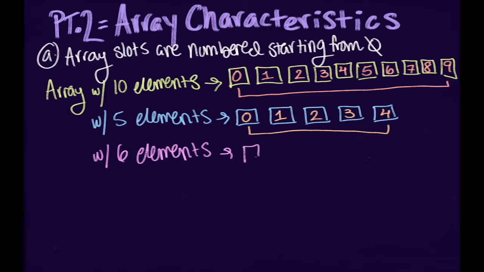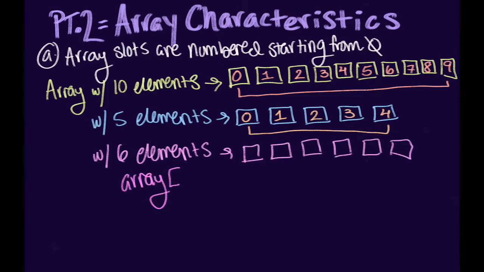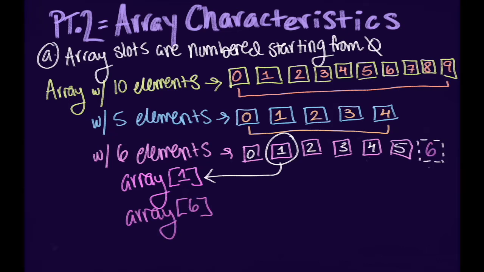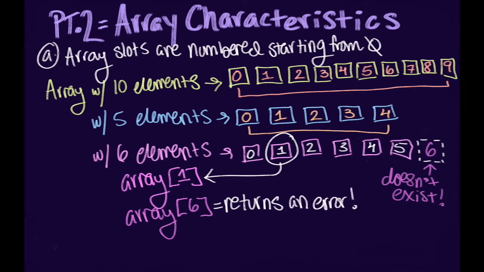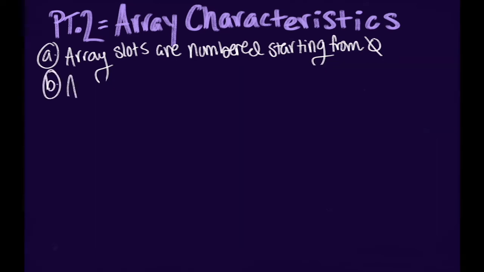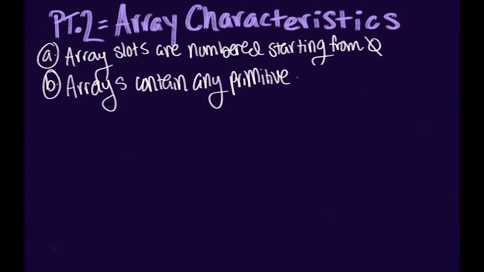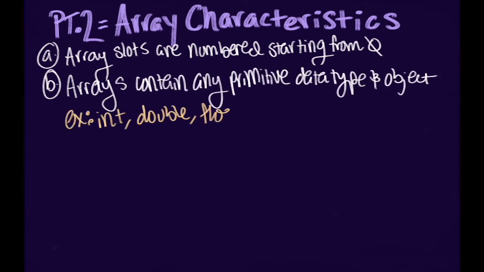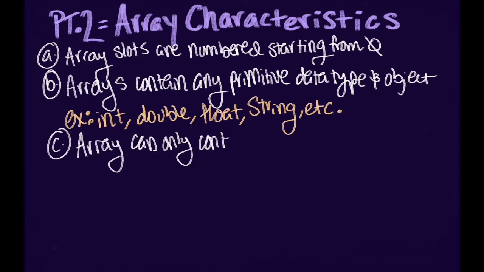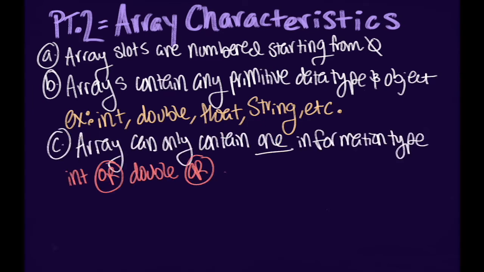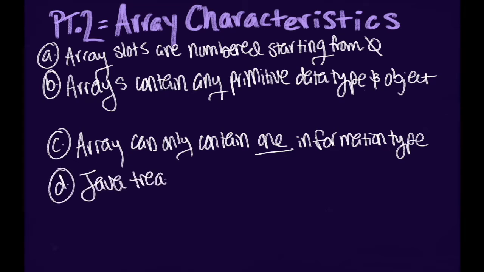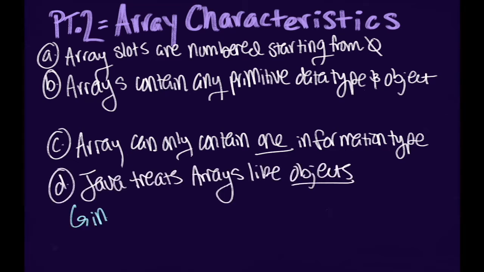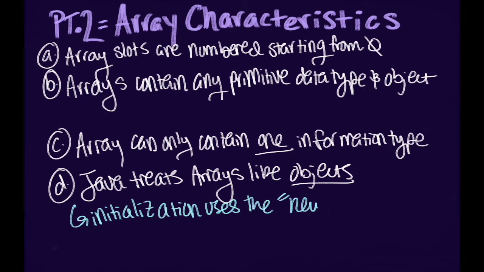Therefore, for an array with 6 elements, calling on the slot numbered 1 would actually get you the second value in the list. Conversely, for a 6-element array, it's impossible to call on slot number 6, and doing so would actually return an error by the computer. Also, arrays can contain any type of information that is stored in a variable, whether it be an int, double, float, boolean, string, etc. However, once you create your array, you can only use it for that one information type. What's more, Java treats arrays like objects, and so as we will see when creating our arrays, they have a similar initialization process to the creation of objects in Java.